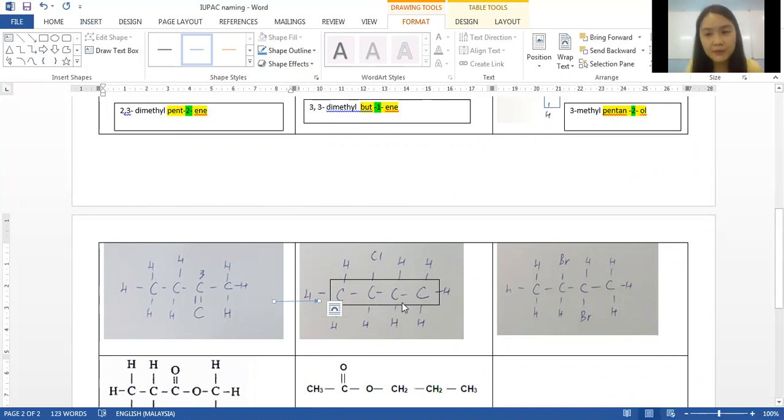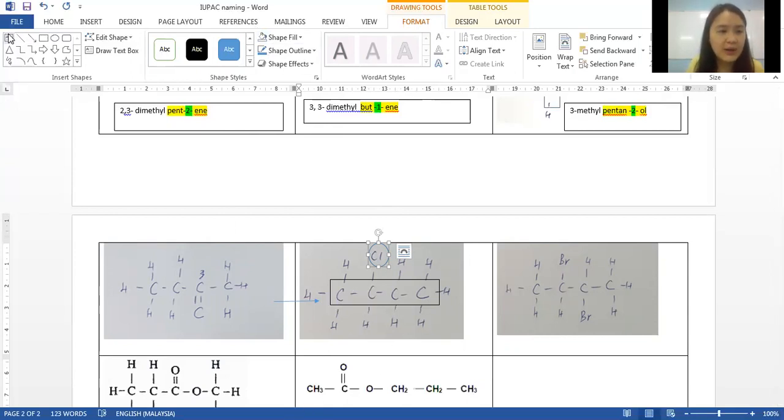In that case, if both directions give you the same maximum number of carbon, please choose the one that is closest to a branch, or closest to a functional group or special group. In this case, if I read from direction A, my special group, which is chlorine, not a branch, is at position 2. If I read from B, it is further away, at position 3. So we go for the one that gives the closer position of the branch, special group or functional group.